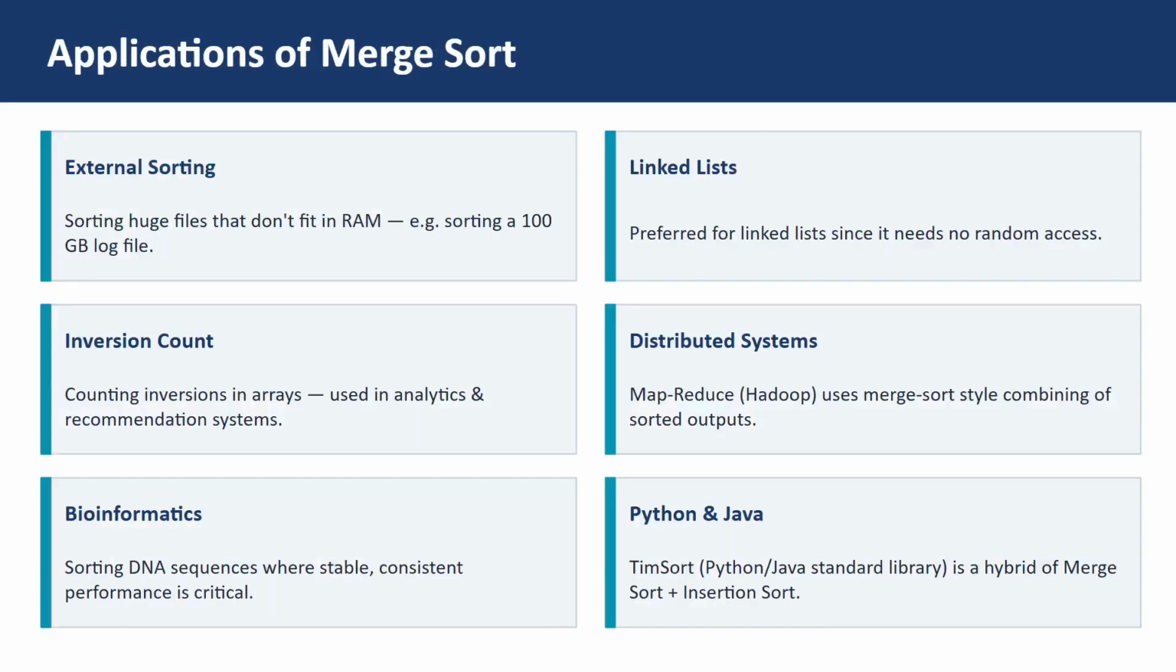So where does it actually matter? A big one is external sorting. When you have a file so large it doesn't fit in RAM, merge sort can sort it in chunks from disk. It's also the preferred algorithm for linked lists since it doesn't need random access. Python's built-in sort and Java's array sort for objects both use Timsort, which is a hybrid of merge sort and insertion sort. So every time you call sort in Python, merge sort is part of what's running under it.